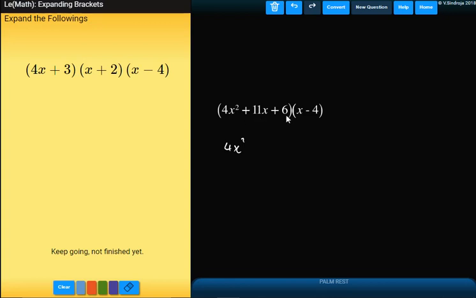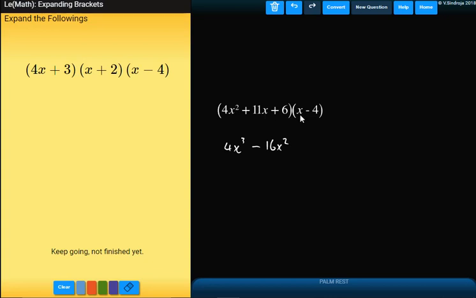Each one of these is going to multiply both of these in the second one. So 4x squared times x is 4x cubed, sorry. I'm going to rewrite that so it's a little bit better. 4x squared times minus 4, I'm going to get rid of that dot, otherwise it's going to confuse things. 4x squared times minus 4 is minus 16x squared. Now that's the first term multiplied with both of those. You move on to the next.